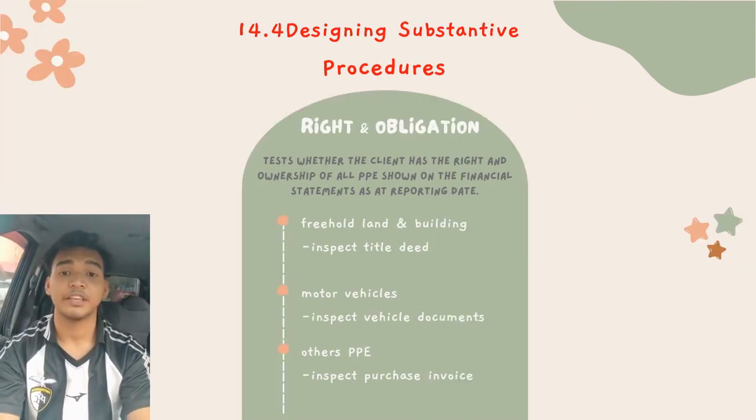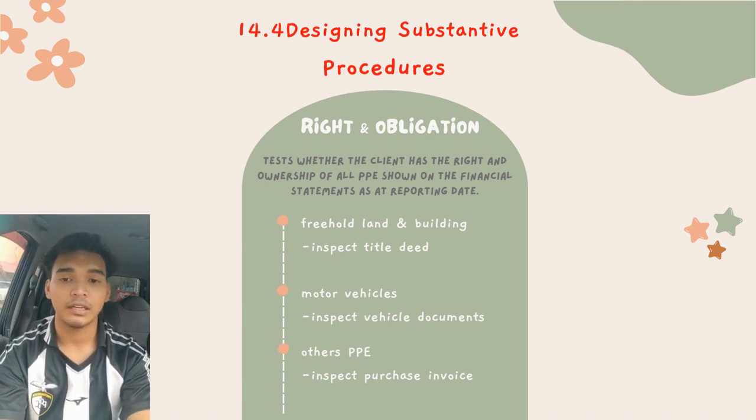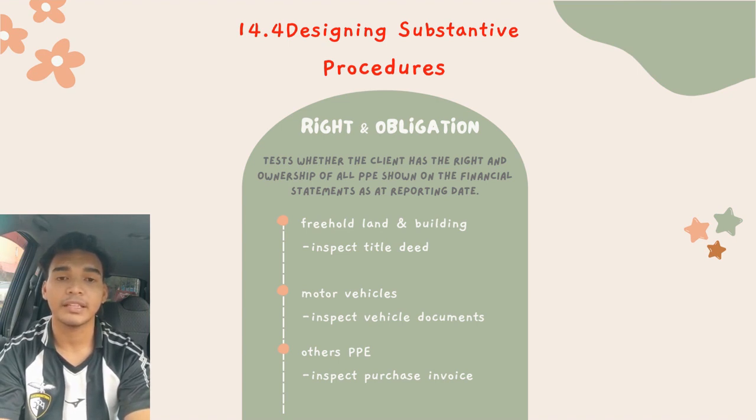The third assertion is rights and obligations. Rights and obligations test whether the client has the right and ownership of all PPE shown on the financial statements at the reporting date. For the substantive procedure, for freehold land and building, inspect title deed. For motor vehicles, inspect vehicle documents. And for other PPE, inspect purchase invoices.